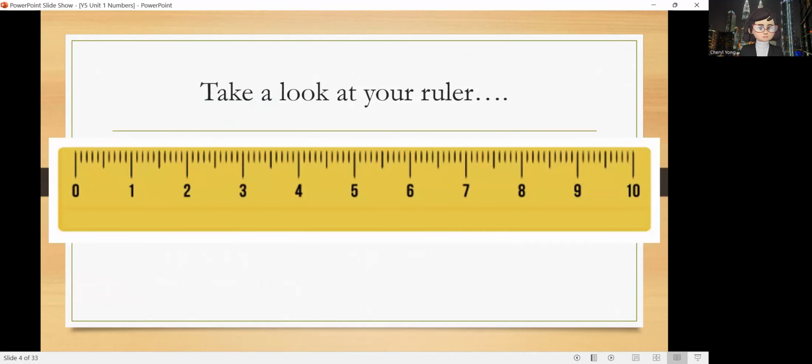Take a look at your ruler. Let's count together. 0, 0.1, 0.2, 0.3, 0.4, 0.5, 0.6, 0.7, 0.8, 0.9, 1 or 1.0, 1.1, 1.2, 1.3, 1.4, 1.5, 1.6, 1.7, 1.8, 1.9, 2, 2.1, and so on. You get the idea. Remember, there are 10 equal parts in between each whole number on your ruler.